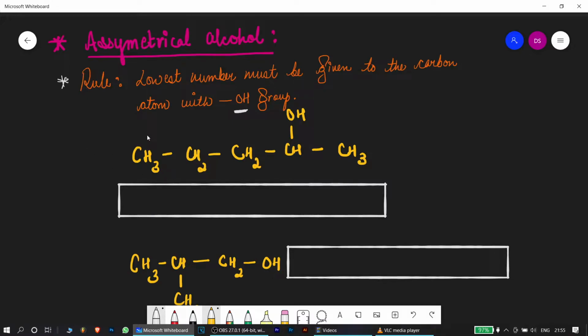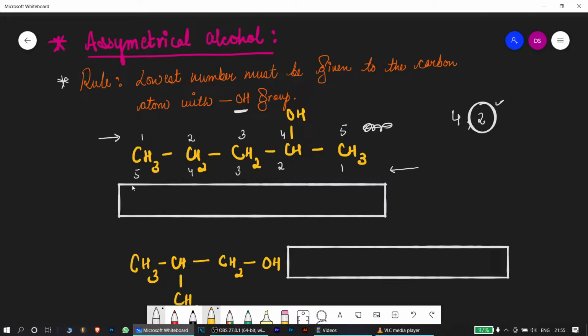Now, if we take this example, if I'm going to number the longest chain, I could number it as 1, 2, 3, 4, 5, or 1, 2, 3, 4, 5 from the other side. If I number from this side, the OH group is coming on the 4th carbon. But if I start numbering from here, then it is coming on the 2nd carbon. So out of the 4th position and the 2nd position, we are going to prefer the 2nd position because 2 is less than 4, of course, right?